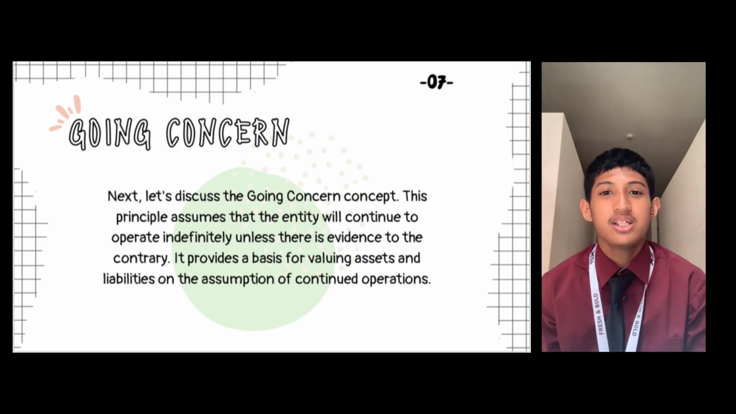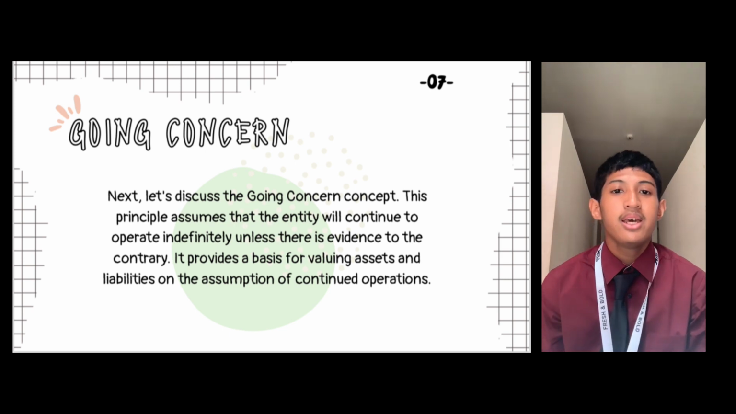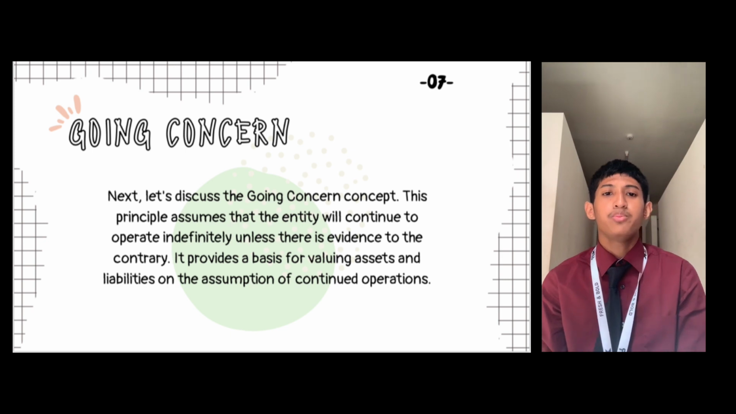Let's discuss the going concern concept. This principle assumes that the entity will continue to operate indefinitely unless there is evidence to the contrary. It provides a basis for valuing assets and liabilities on the assumption of continued operation.